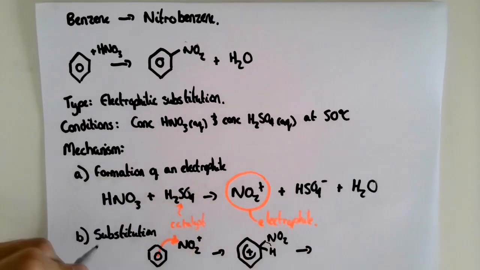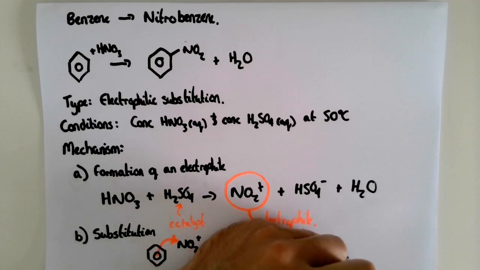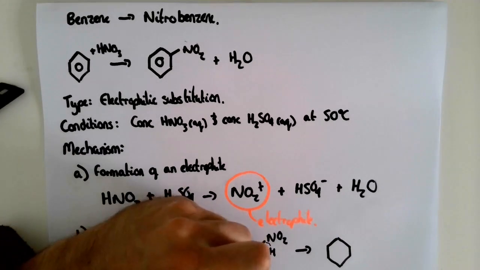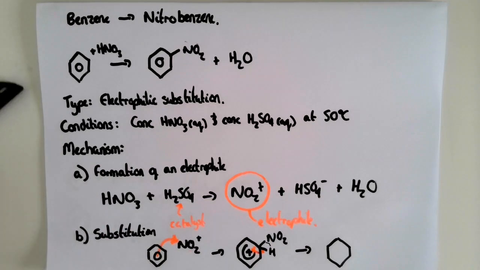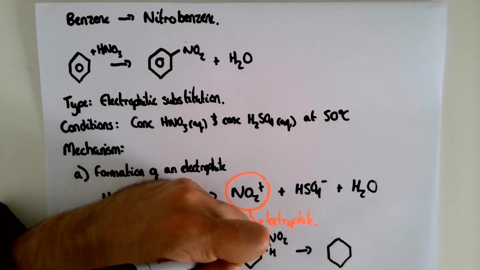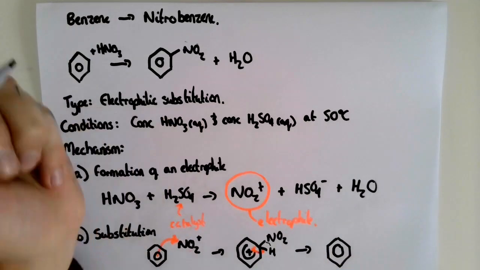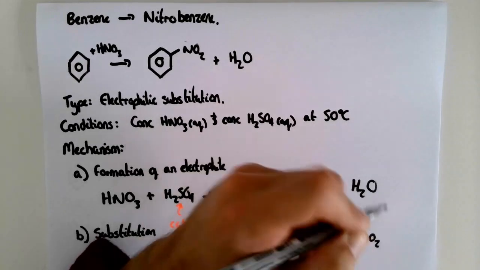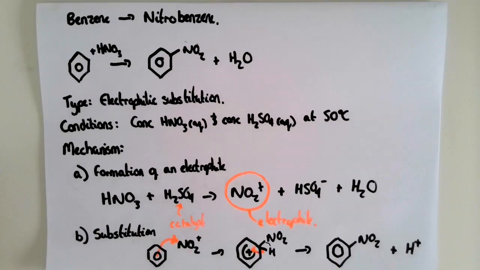So in the final step of this substitution process, what happens is the electrons in the carbon to hydrogen bond here go in, and you can think of it as attacking that positive charge to stabilize the ring and restore our delocalized ring, and we end up with NO2 and H plus, like that.